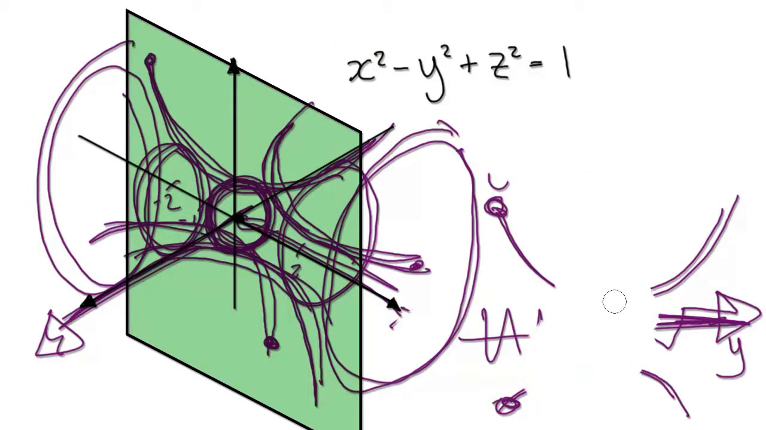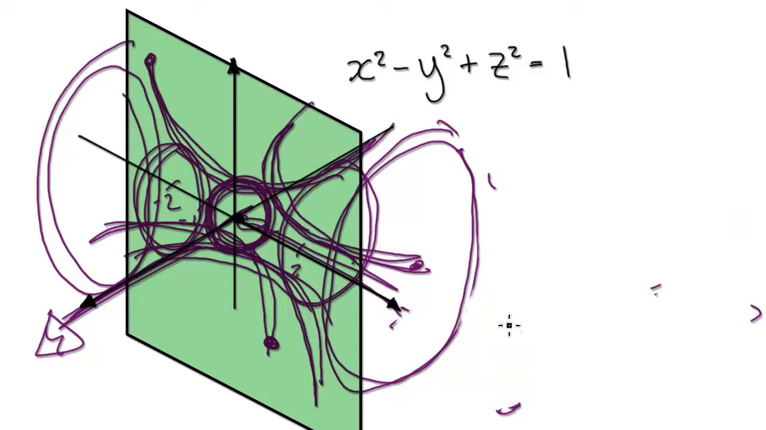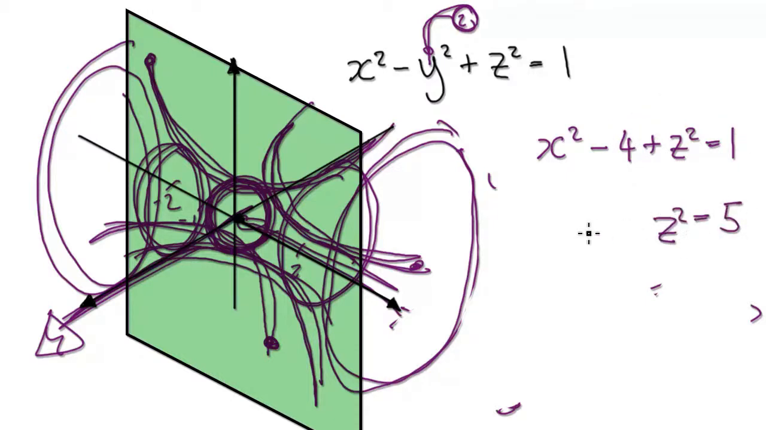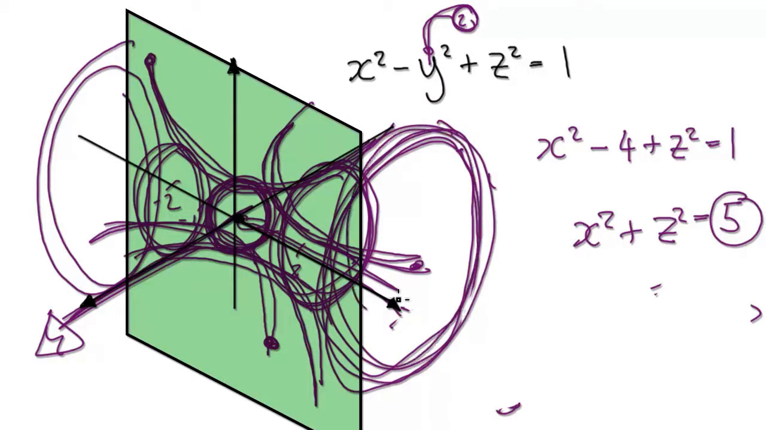We should have a hunch that we're going to get lots of circles. If we put, let's say, positive 2 into the y, this whole thing gives us x squared minus 4 plus z squared equals 1. Now we can add 4 to both sides, which gives us this. This is a circle of a bigger radius. That's why as you move across, you're going to get a circle of a bigger radius.